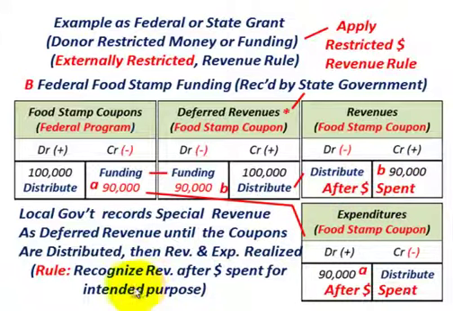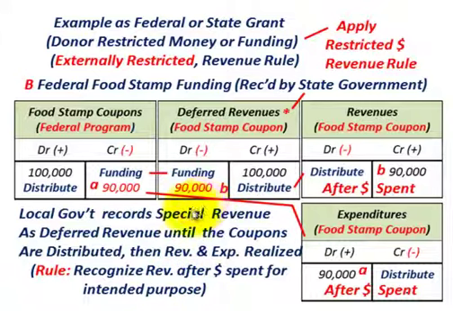And the other thing is, they have to be spent for the intended purpose. So I guess we better mention that here, the intended purpose. The intended purpose was food coupons to the local recipients, and we actually distributed those food coupons as required by the federal government through the state administration. So we actually spent the money for the intended purpose. So the key is you can only recognize revenue when the dollars are spent, but they also have to be spent for the intended purpose.